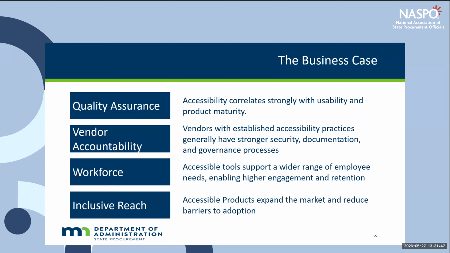Vendors with established accessibility practices have stronger security, documentation, and governance processes. They are generally more mature organizations that are overall likely to just give you a better product. Accessible tools support a wider range of employee needs, enabling higher engagement and retention. I've given a couple of different versions of this presentation. I'm also an attorney, and I've given it to other attorneys as well from the employment law perspective. There's a video that we share where giving somebody an iPad that has transcription capabilities really can meet somebody's needs in an easy, user-friendly way. That's how a lot of accessibility tools are.